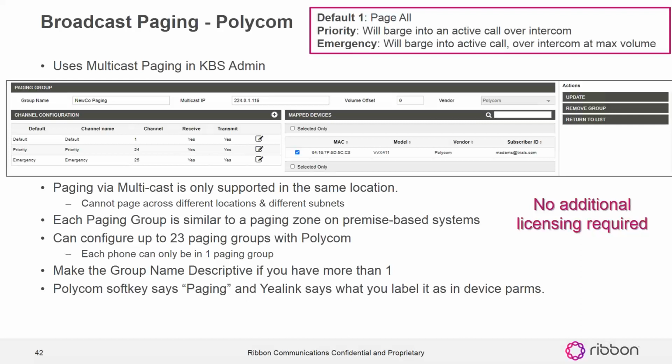And so again, that might be the first grade wing, the second grade wing, the third grade wing, whatever it is. And I would make the names descriptive, even if you have more than one, just so that you know what it is. And the Polycom soft keys, it says paging on it. And if you use Yealink, you can set up that parameter as well. And you can put whatever you want in it.